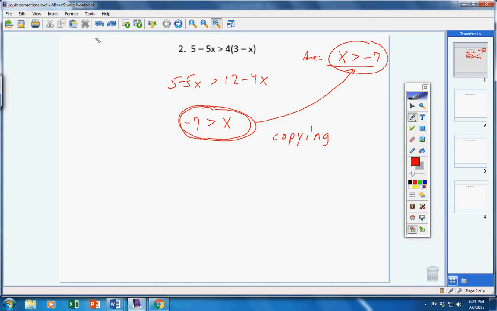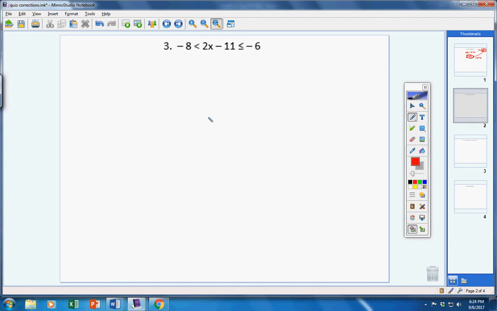So the only thing you did wrong, Andy, is, this is right. All of your work is perfect. Your answer is perfect. When you copy it up here, if the arrow is pointing toward the x, make sure it's still pointing toward the x, okay? And then your graph was fine. Okay, number 3.